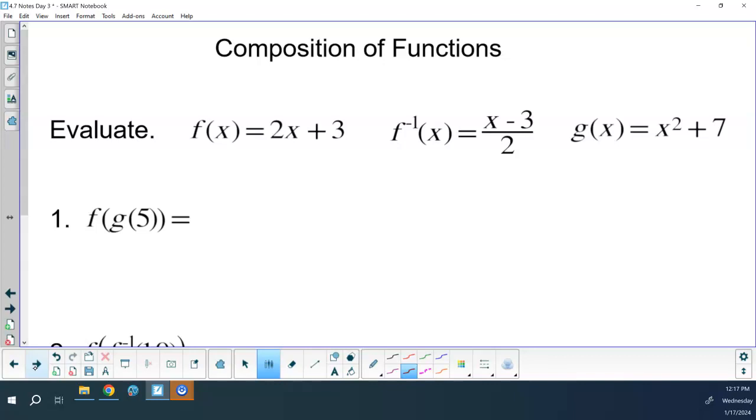You take a value. In this case, in the first case, it's 5. We're going to plug that value into the function machine that is g. I'm going to get out a value, whatever the value of 5 is in g. Then I'm going to take that value and plug it into f. You're working inside out. Okay? So the first thing you're going to do is find g of 5.